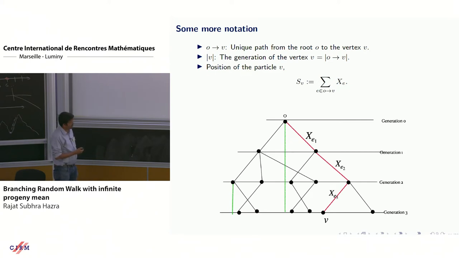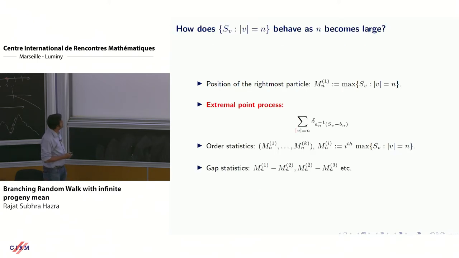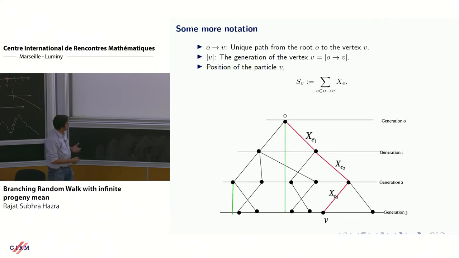So what are the questions we'd be interested in? This is the system of branching random walk we'll be talking about. One of the most interesting questions is: what is the rightmost particle? In this picture, this is the rightmost particle, and these are growing as the generations increase. So you ask, what is the speed of this largest, or rightmost, particle? What can you say about the fluctuations?